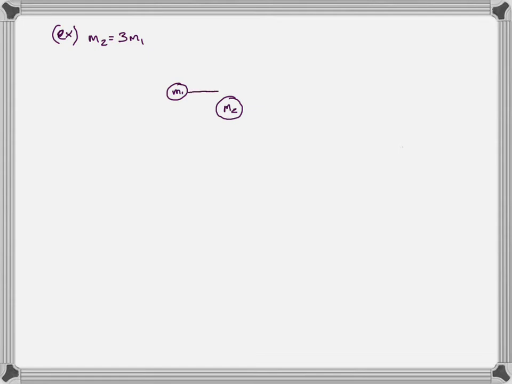we send M1 towards M2 at a glancing angle at speed v. Let's say that we observe that M1 after the collision goes off at 90 degrees at speed v over 2. There, I redrew the picture. Let's say that that's what we observe. And then after the collision, M2 goes off at some angle theta relative to that initial path of M1. What is the angle theta? So how are we going to find that?